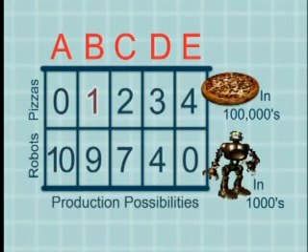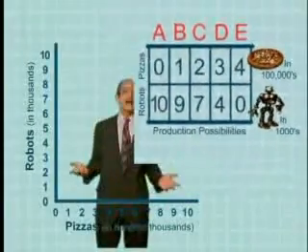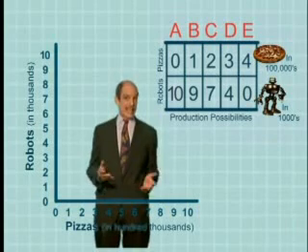Making just one pile of pizzas, the table shows, means making fewer robots. And as more pizzas are made, the possible number of robots is further reduced, down to a situation of all pizzas and no robots at all. Put the different combinations on a graph and you've got the production possibilities frontier in action.